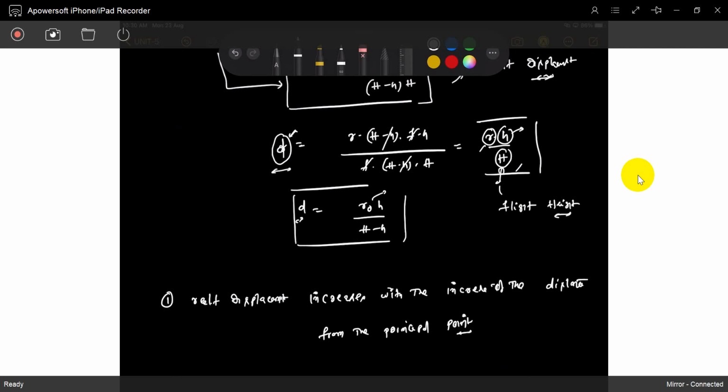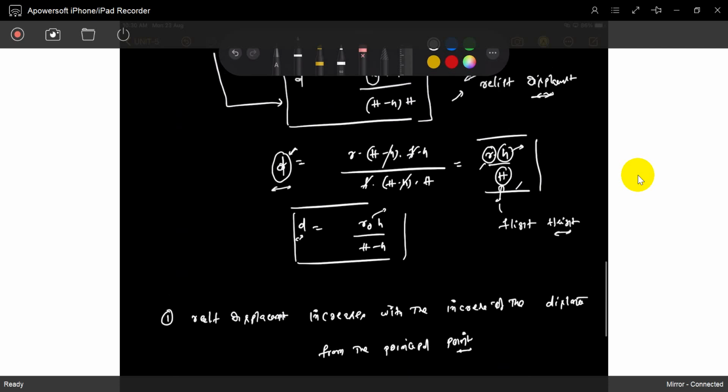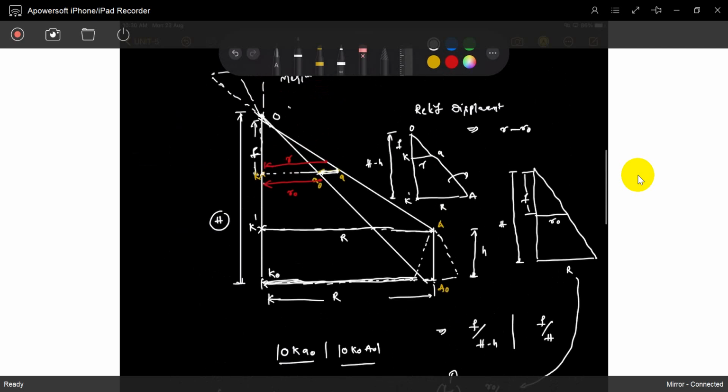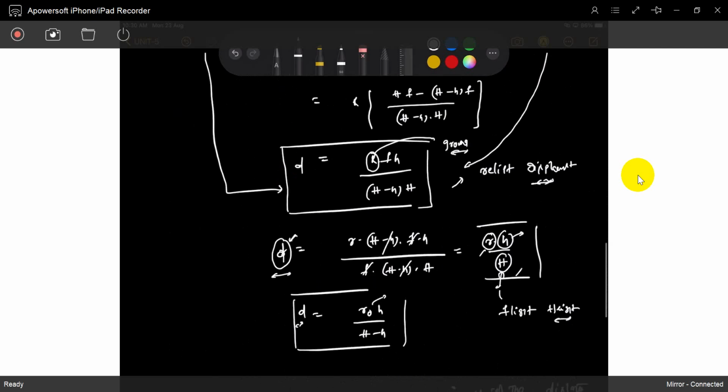So now you can see relief displacement increases with the increase of the distance from the principal point. The distance from the principal point is r. This is the principal point, and this is the principal axis, the optical axis. The relief displacement increases with the increase of the distance from the principal point. If this r value is increasing, automatically d is increasing. That is the one thing.